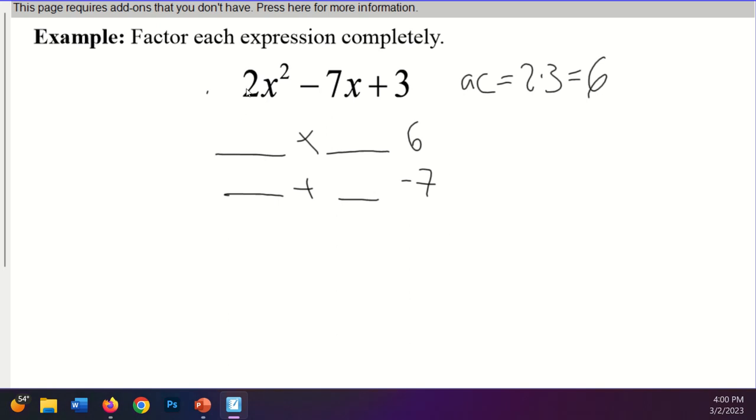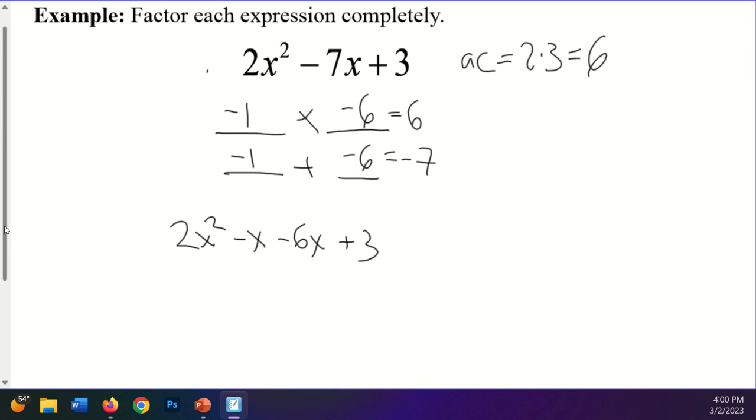Fairly quickly, I see that if I go -1 times -6, and I go -1 plus -6, I will get +6 for the product, and I will get -7 for the sum. And so what I'll do with that is rewrite this expression. I have my 2x squared, and I will rewrite the middle as -x and then -6x, and then it will be +3. So the -7x right here has been replaced with -x minus 6x.